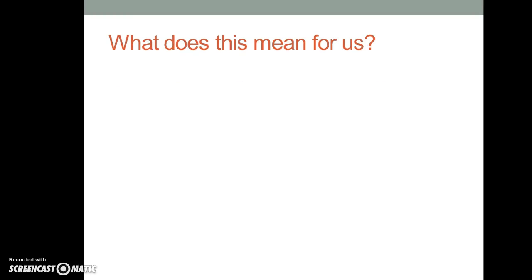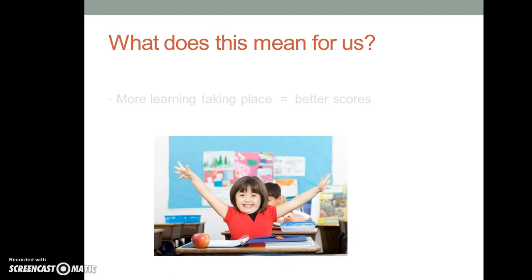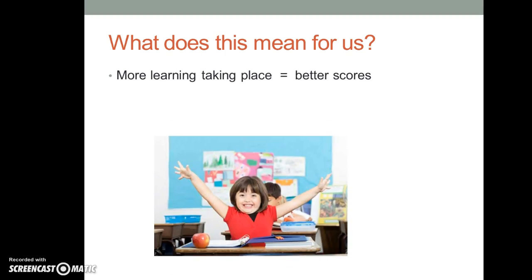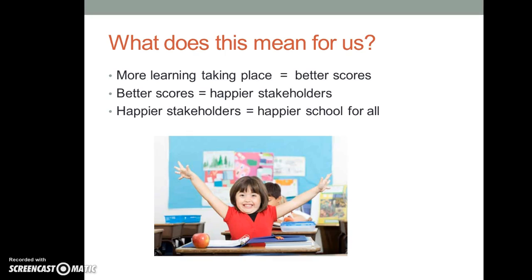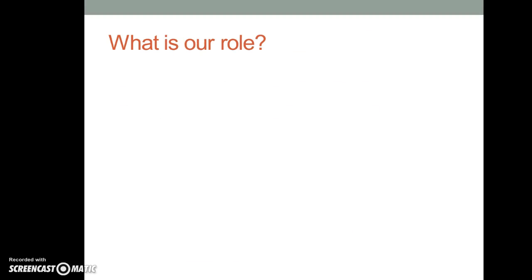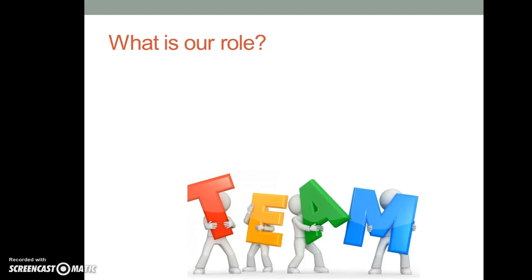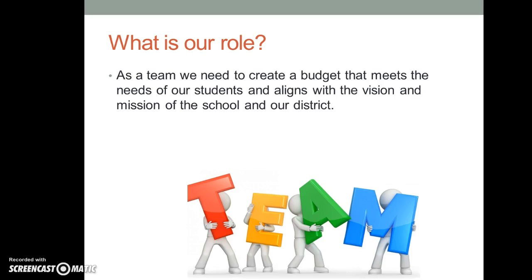What does this mean for us? More learning taking place equals better scores. Better scores equal happier stakeholders. Happier stakeholders equals a happier school for all. What is our role? We're a team. As a team, we need to create a budget that meets the needs of our students and aligns with the vision and mission of the school and our district.